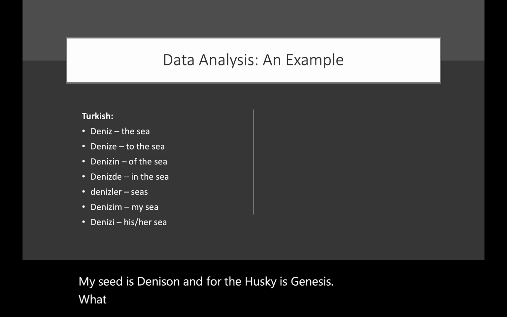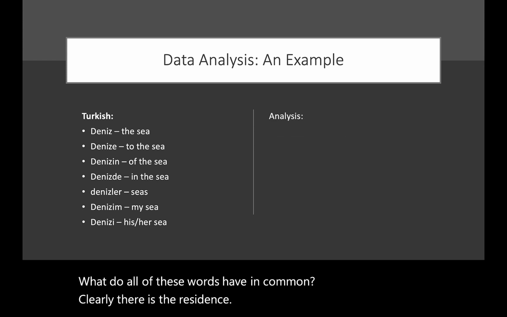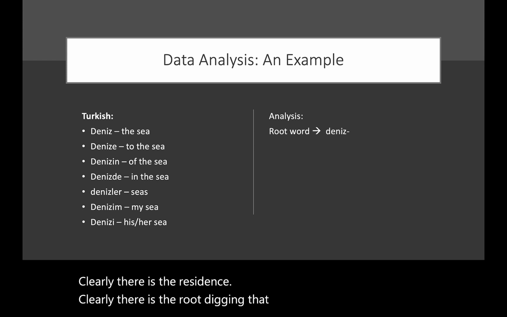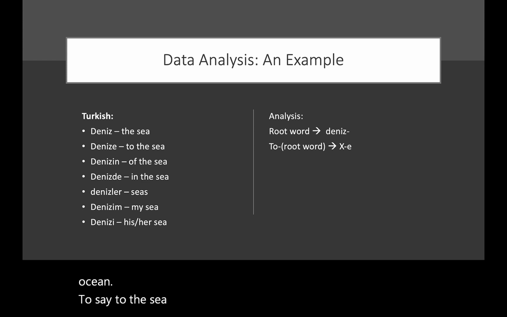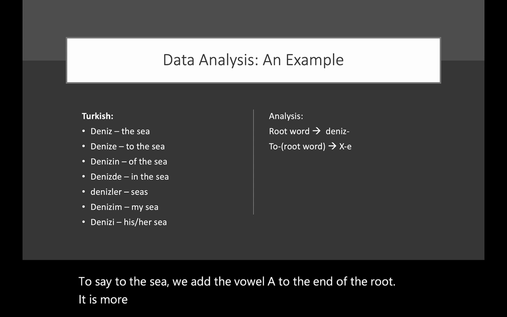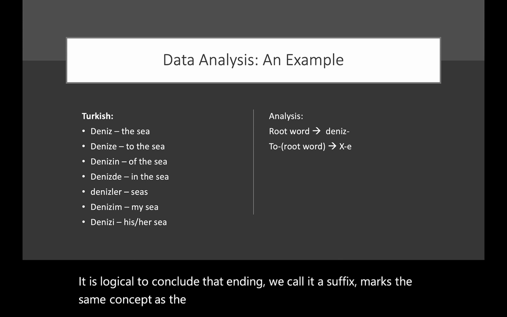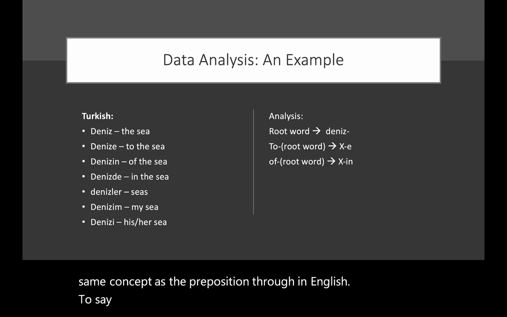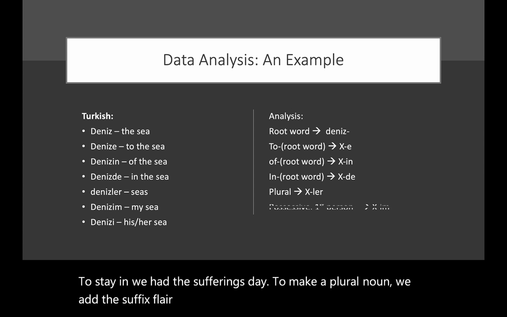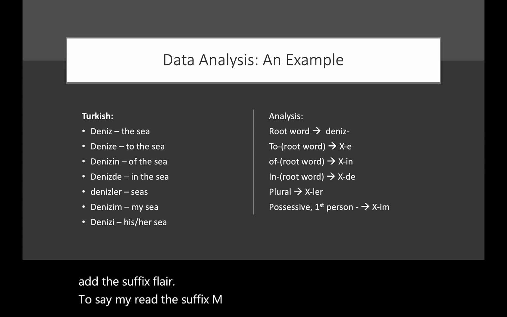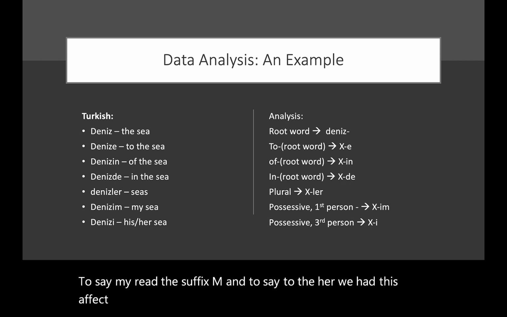What do all of these words have in common? Clearly, there is the root deniz that means the sea or maybe ocean. To say to the sea, we add the vowel e to the end of the root. It is logical to conclude that that ending, we call it a suffix, marks the same concept as the preposition to in English. To say of, we add the suffix in to the root. To say in, we add the suffix de. To make a plural noun, we add the suffix ler. To say my, we add the suffix im. And to say his or her, we add the suffix i. Apparently, there is no distinction between his and her in terms of the suffix.